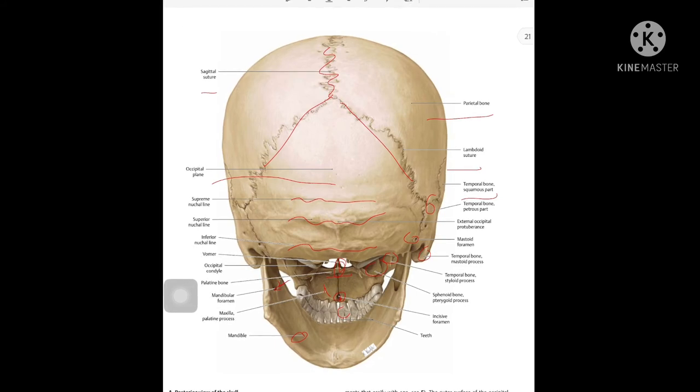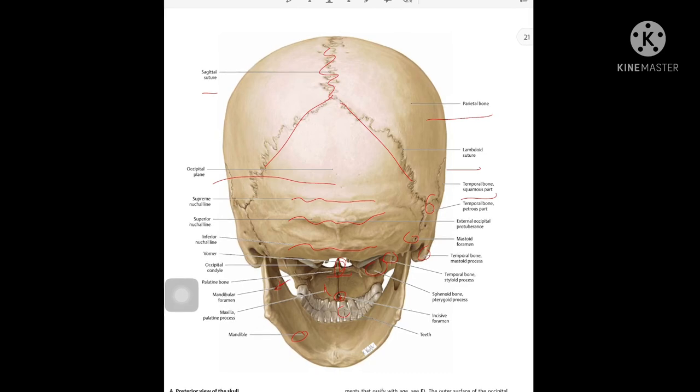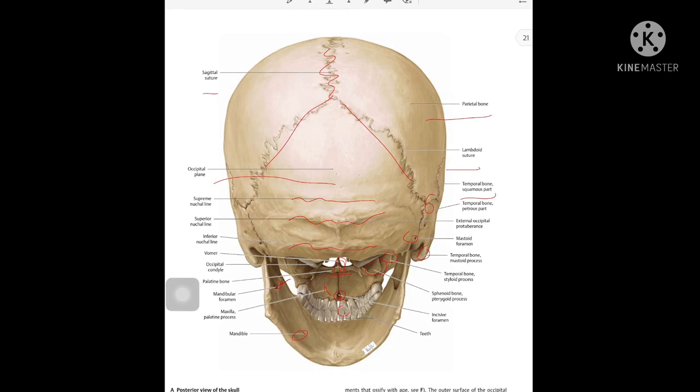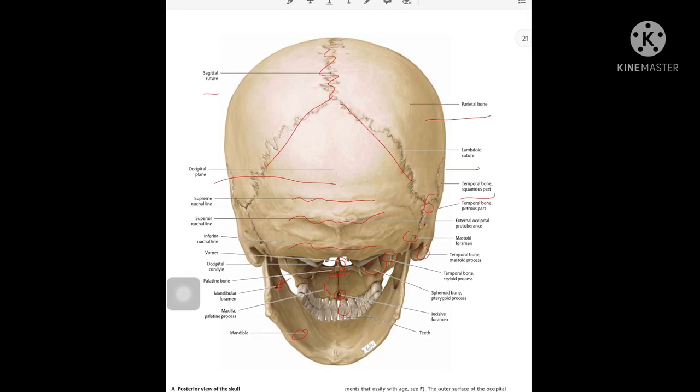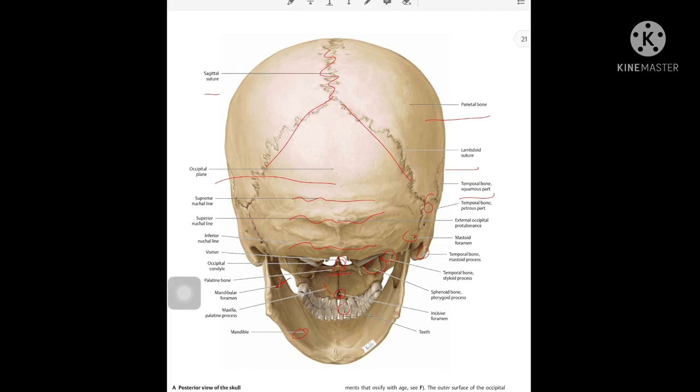Mainly in the posterior view of the skull, the occipital bone is dominant in this view. It articulates with the parietal bone, to which it is connected by the lambdoid suture. The cranial sutures are a special type of syndesmosis, a ligamentous attachment that ossifies with age. The outer surface of the occipital bone is marked by muscular origins and insertions, and by the inferior, superior, and supreme nuchal lines.